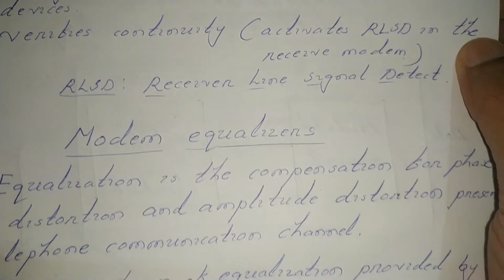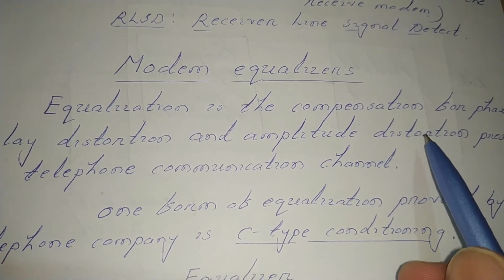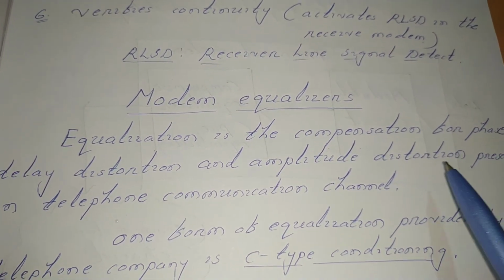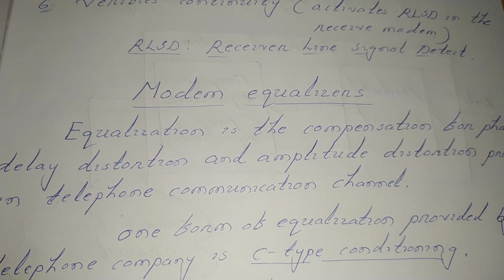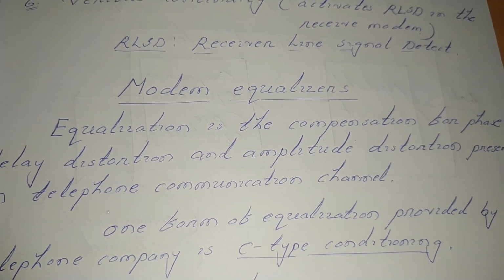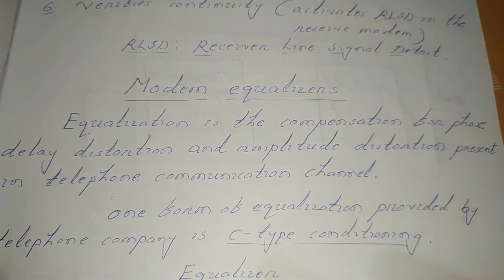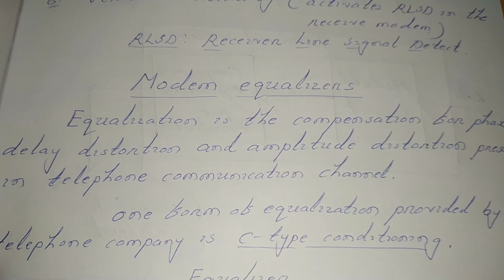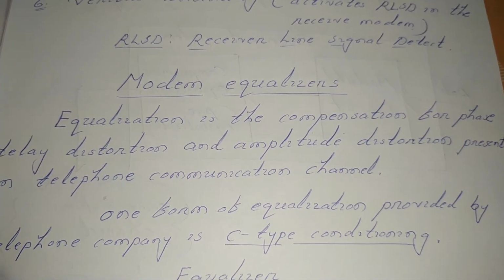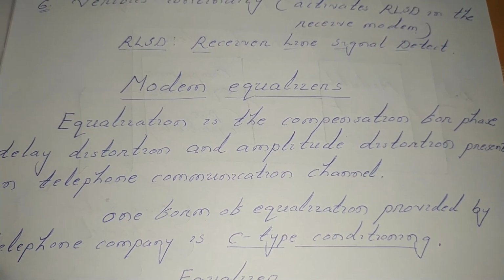Then we will see about the modem equalizer. So equalization is what? Basically it will do some type of compensation for the transmission impairments encountered during the transmission of your message signal. And you know that your transmission impairments are of three types. One is what? Your attenuation, distortion, and what? Your noise. Again, your distortion may be due to some phase delay or due to some amplitude.